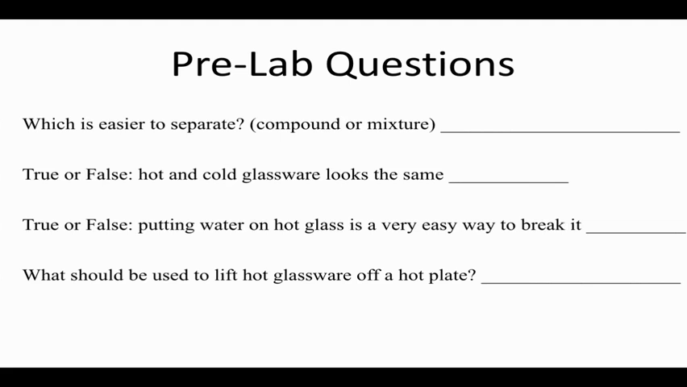Next, we'll move on to your pre-lab. So question number 1, which is going to be easier to separate, a compound or a mixture? Well, a compound is a pure substance, which cannot be separated by physical means. And a mixture, being a mixture, can be separated by physical means. So number 1 is a mixture.